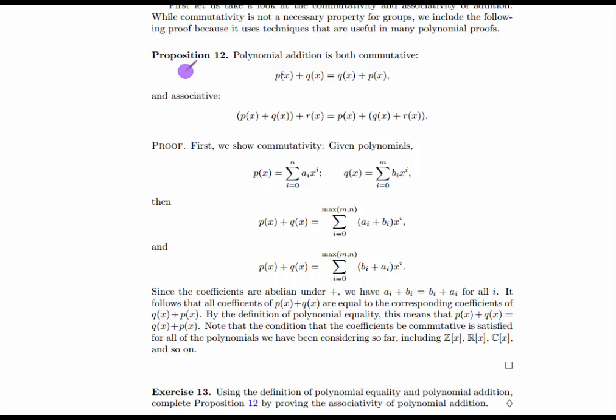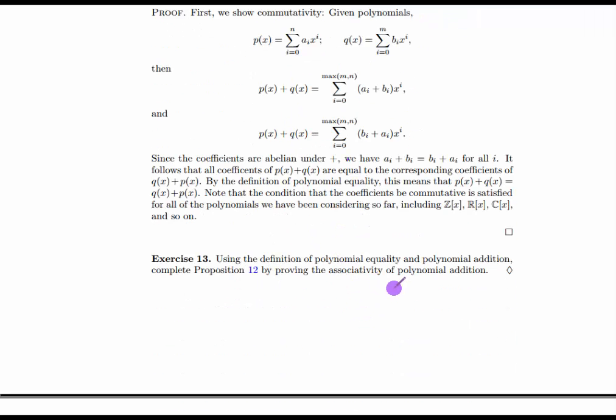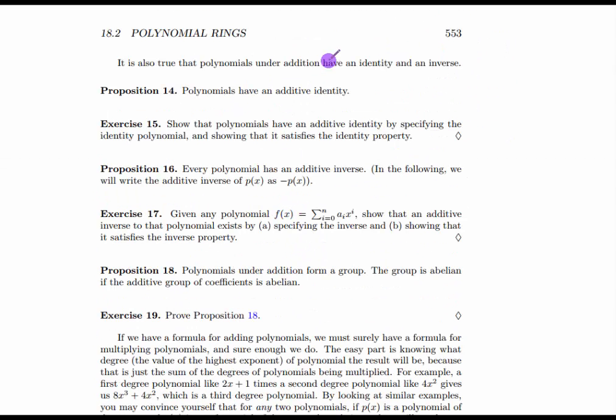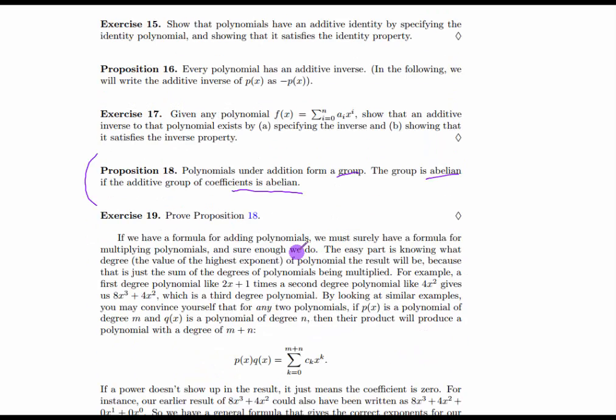Now it turns out that polynomial addition is commutative, which shouldn't be a surprise because the operation on the coefficients is presumed to be commutative. And it's also associative, and you can prove that similarly. And polynomials under addition have an identity and an inverse, so you can explore that. Okay? So we've actually shown all the properties of groups. So polynomials under addition form a group, and it's also abelian if the coefficients are abelian. Now what about multiplying?